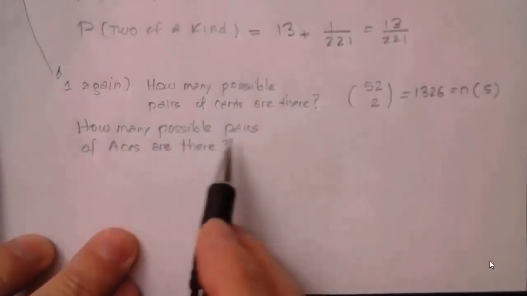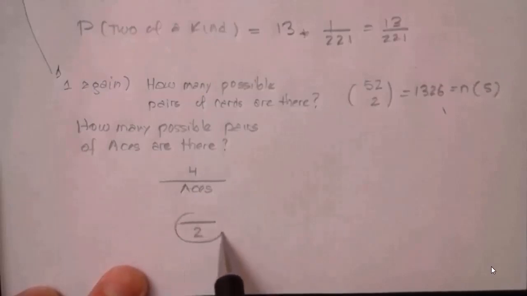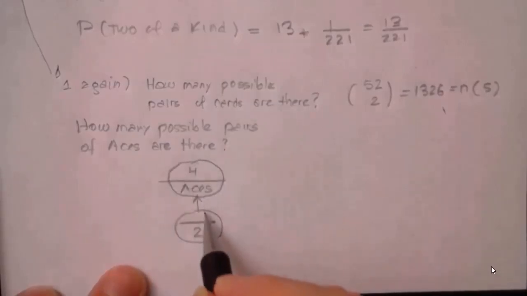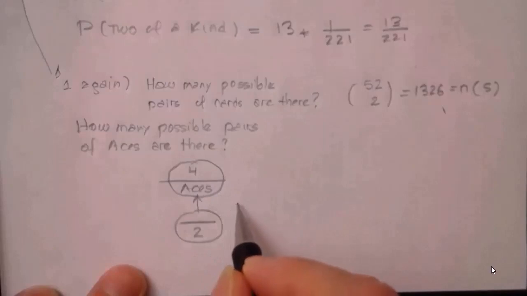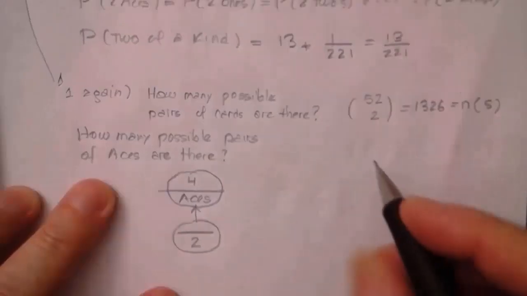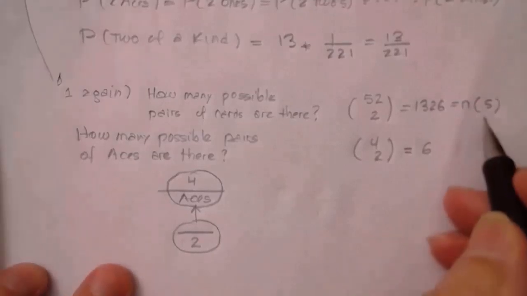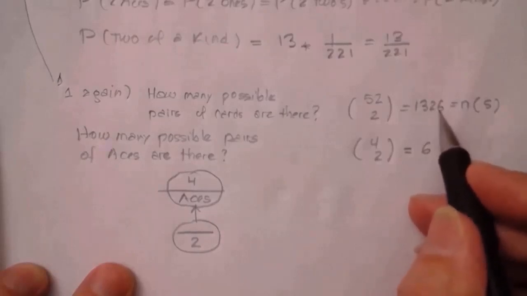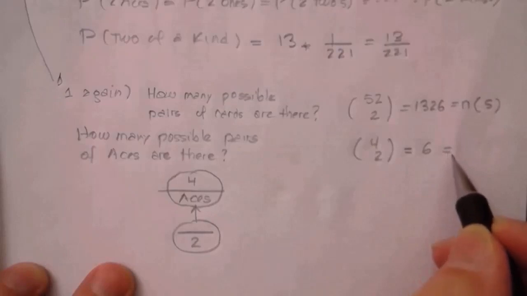The other question is, how many possible pairs of aces are there? Well, we have to choose two aces from the four possible aces in the deck. And order doesn't matter because I don't care in which order I get them. I just want a pair of aces. So the number of ways of doing this, since order doesn't matter, has to be with combinations. And that would be combinations of four taken two at a time. And that gives you six. This is the number of possible pairs of aces.